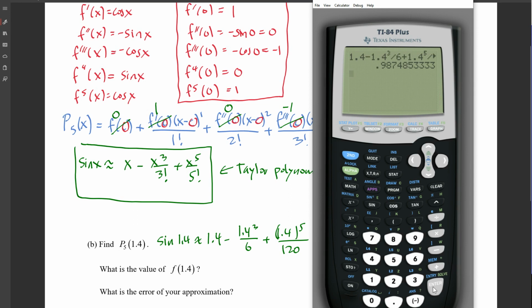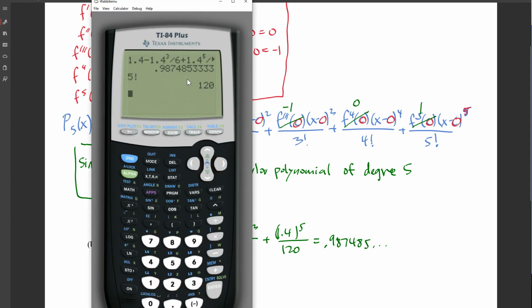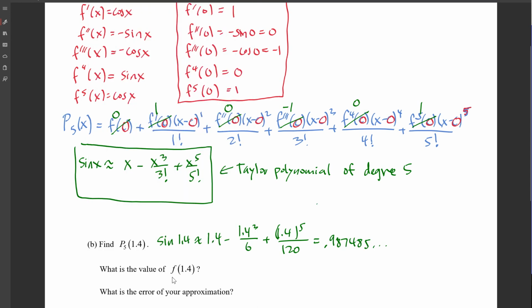And that gives me 0.987485 or something like that, from my calculator. All right, now what is the real value of f at 1.4? What's the real value of sine of 1.4? Let's see how close we get.